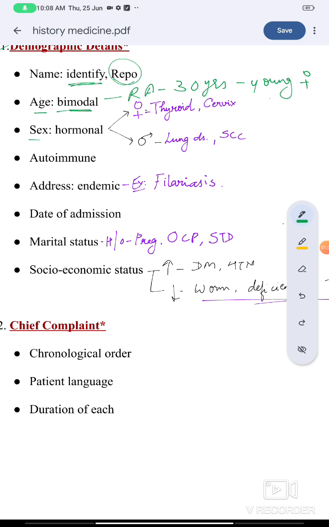Then comes the sex of the patient. Sex is important for two main types of diseases. First is hormonal diseases, next is autoimmune diseases. Taking an example, in females, thyroid diseases, hypothyroidism, goiter, thyroid cancers, etc. are more common. Also, cervical cancer is a major problem. However, in males, certain diseases associated with tobacco and habits like lung diseases, squamous cell carcinoma, oral carcinoma, these are more common in males.